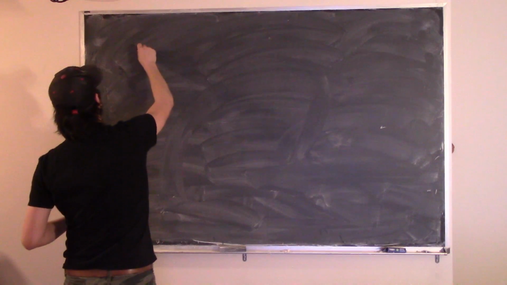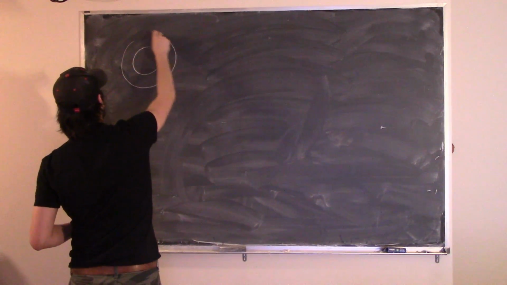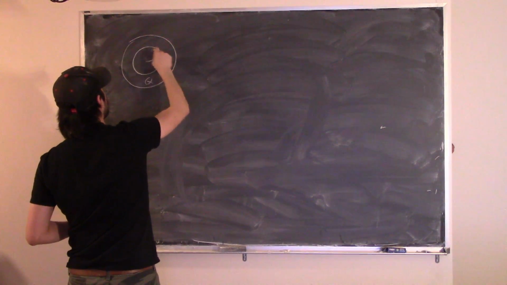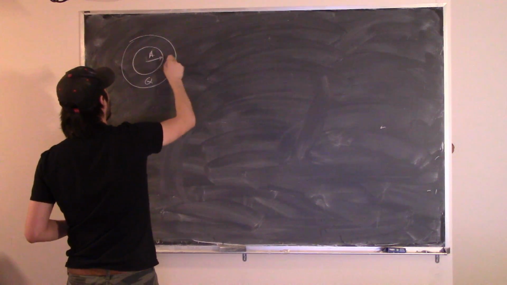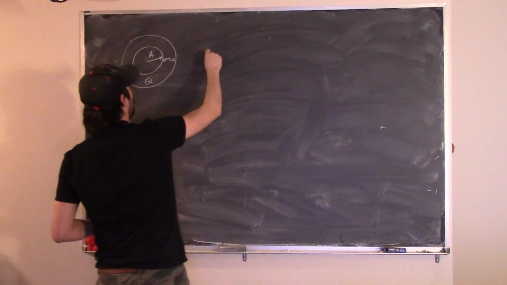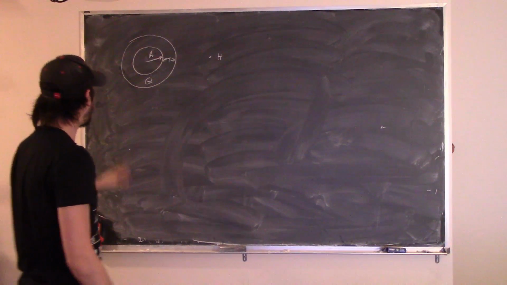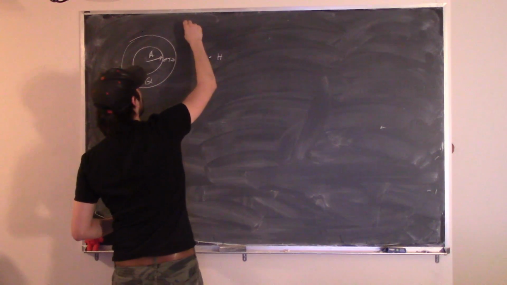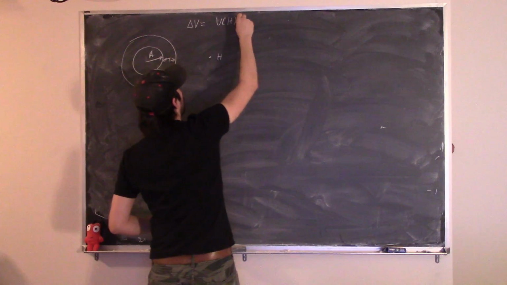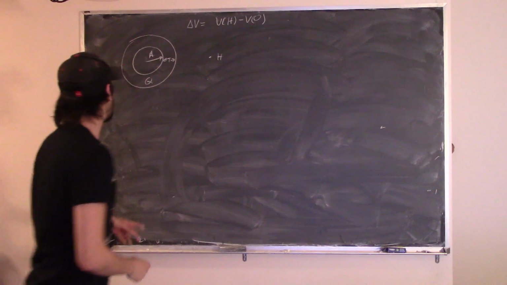The example that I want to do for this one, again, was a question from one of the old exams. So I have some Q that's evenly spread here. This is some radius A. This is some thickness of T. And then there's some point H on the outside here. What I want to do is find delta V, which is going to be equal to V at H minus V at 0.